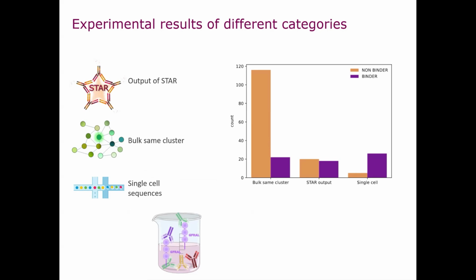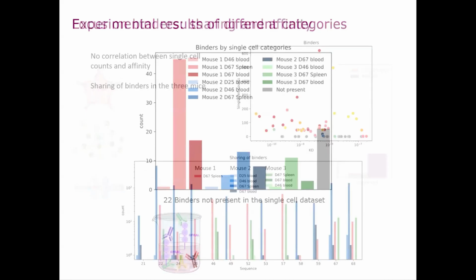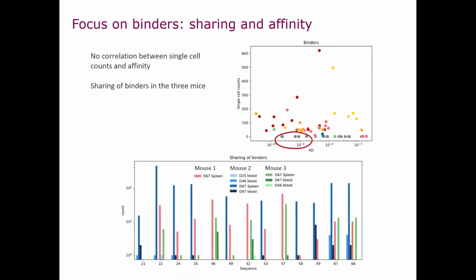But they were not randomly chosen. They were still sequences very similar to the ones in the output. So we had confidence that the heavy chain was maybe the correct one, and then we just used the light chain that we had. And actually here you can see from the KD that these gray points, which are not present in the single cell dataset, can reach very low values of KD. It's nice.